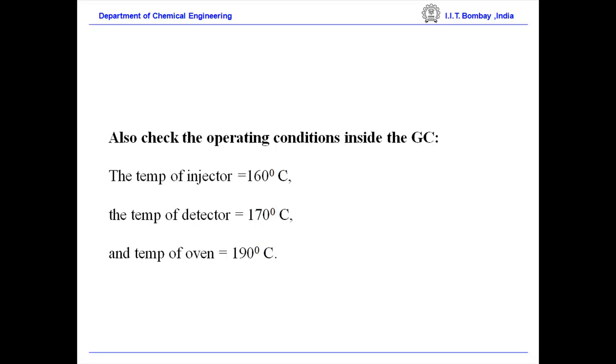Also check the operating conditions inside the GC. The injector temperature has to be 160, the temperature of the detector should be 170, and temperature of the oven is 190.